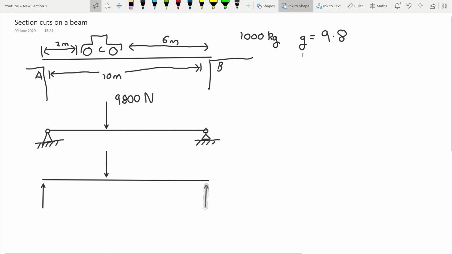We also have horizontal forces. Sorry, no, because it's pin support, we don't. Oh yeah, no, yeah we do, I'm right, sorry. It's not a roller support. A roller support wouldn't have horizontal. This acts halfway along the car.